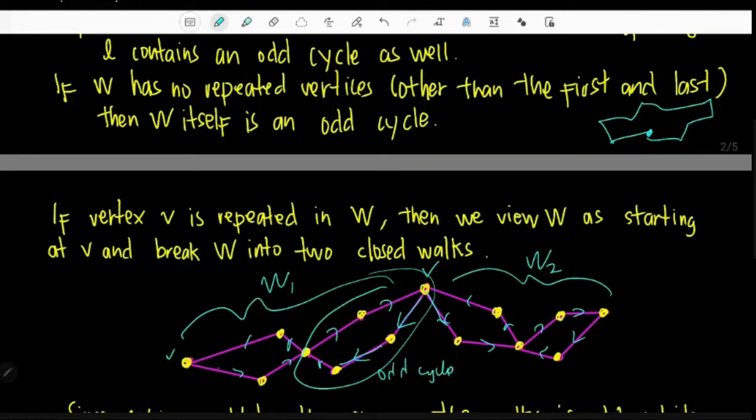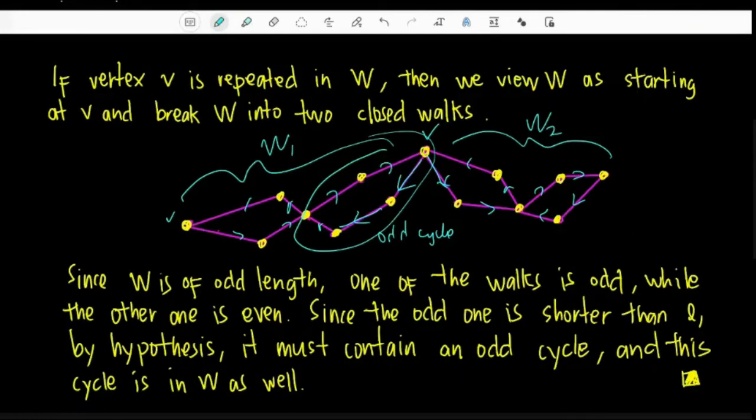And that will always happen if you have a closed odd walk. So that's what happens. Since W is of odd length, one of these walks is odd. And since that odd walk is shorter than L, by hypothesis that odd walk must contain an odd cycle. So that completes our proof.